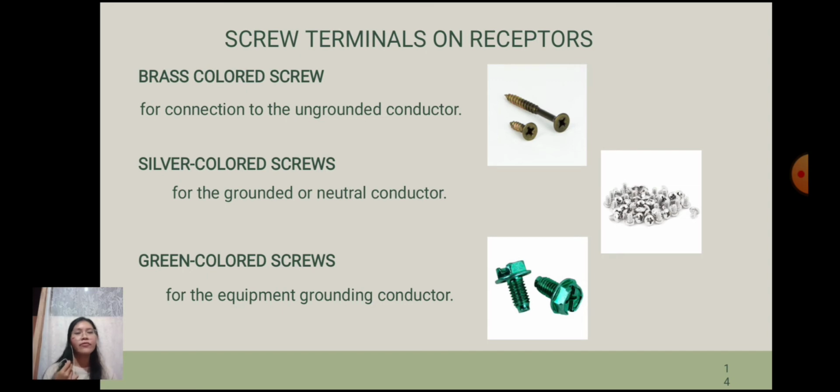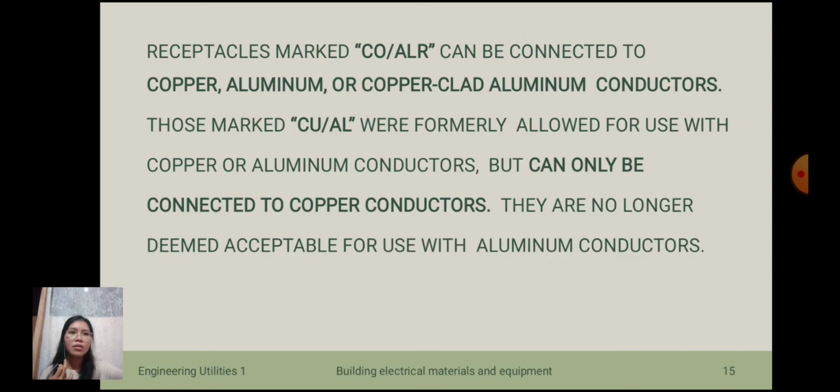So if may makita kayong mga color green sa mga wiring, may meaning po yan, and bawal po natin yan putulin because it is grounded. So ito po yung base ng color.